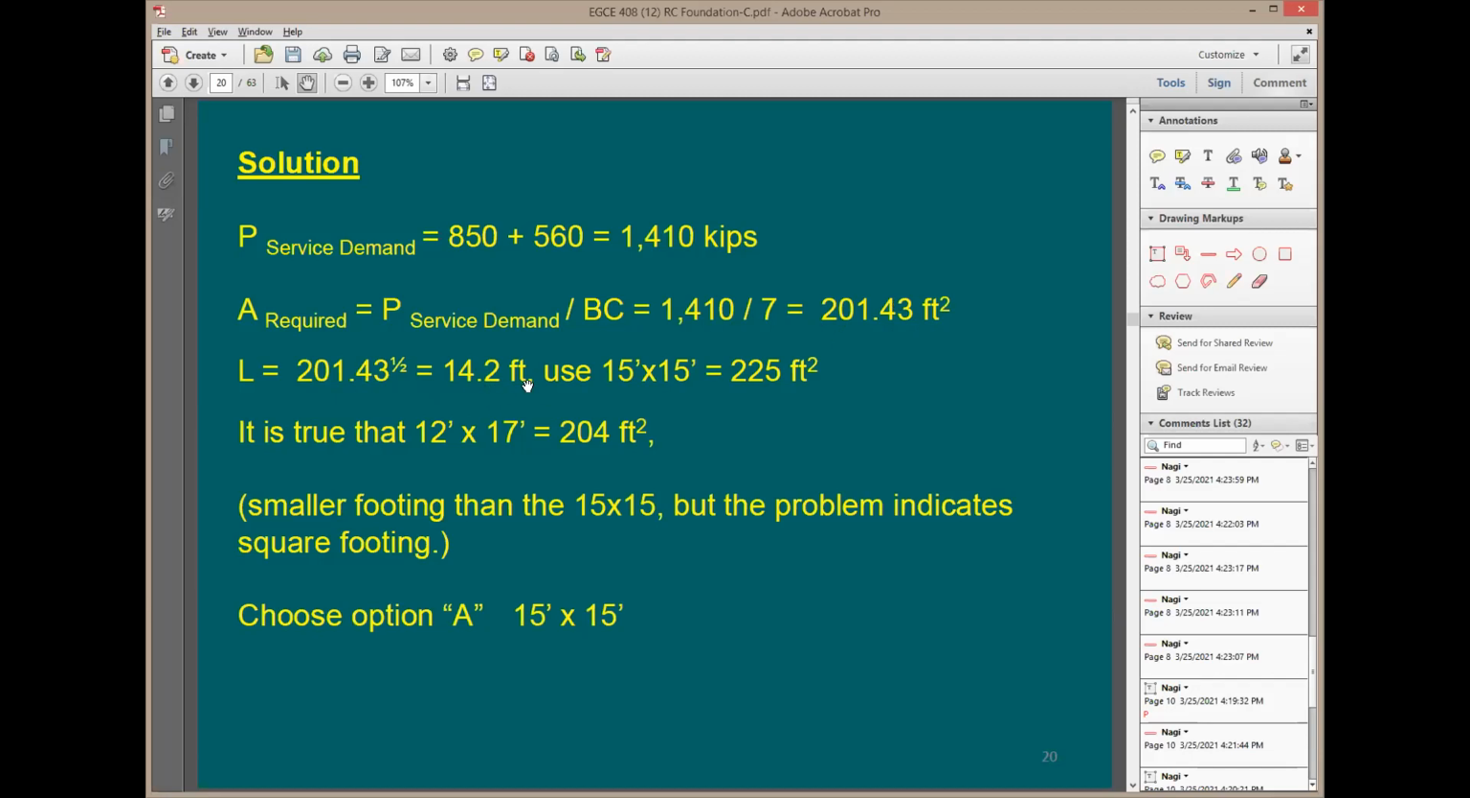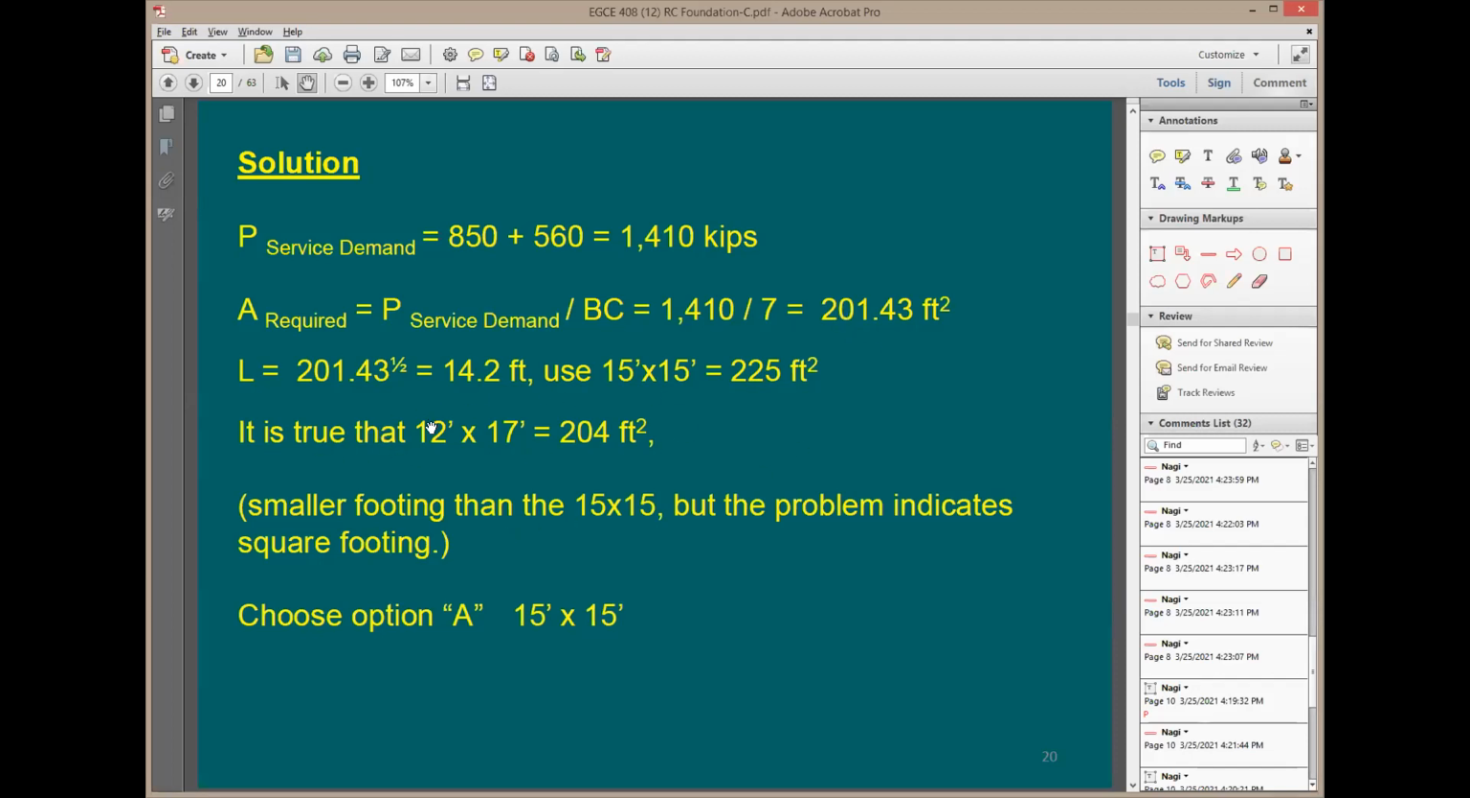I cannot use here 14.2. I mean, construction-wise, besides how certain you are when it comes to the actual load that you're working with here, what happens if the live load is slightly higher? So I'd like to go slightly higher when it comes to the footing size. So I'm going to go here with 15 by 15 feet. Contact area, 225. More than this number, right? So I'm good. I provided more contact area than needed.